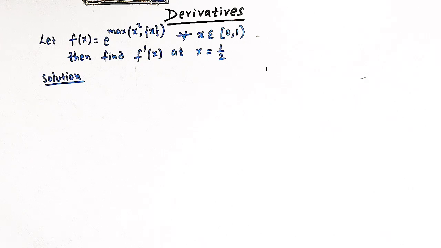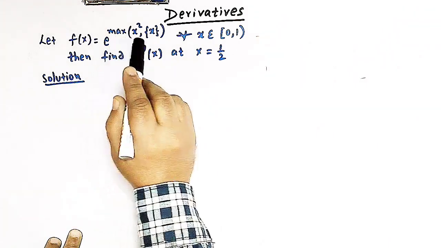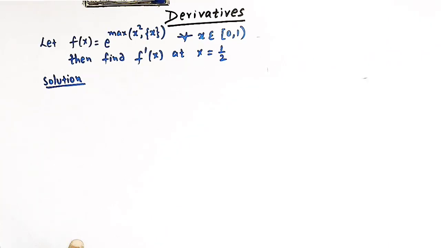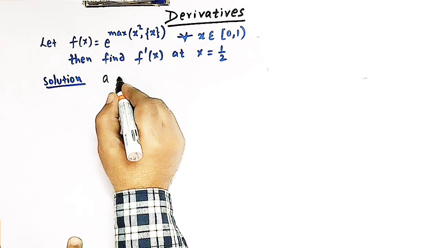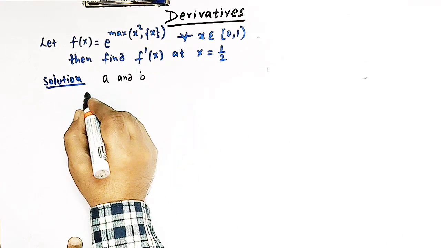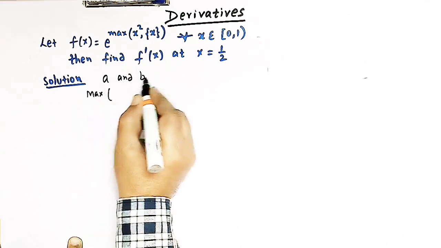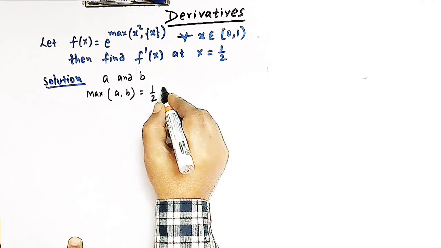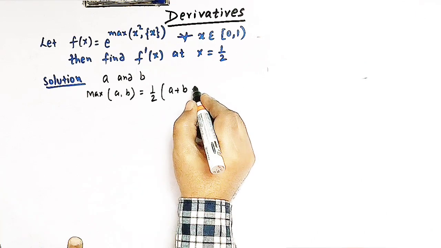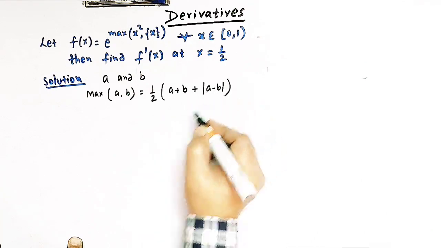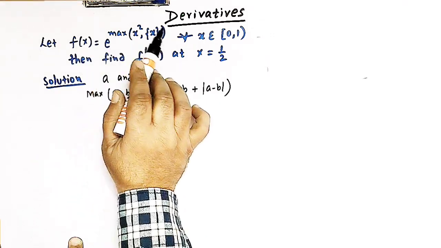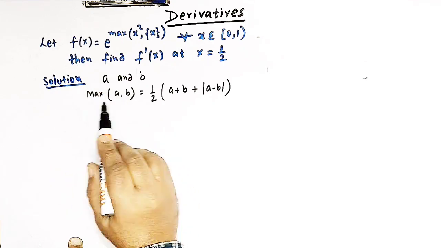So let us see how we can solve this problem using the concept of the maximum of two quantities a and b. Now let us consider two quantities a and b, right? And the maximum of the quantities a and b is defined by this expression, that is half of a plus b plus mod of a minus b, right? So here we'll first simplify or modify this function f of x using this result.